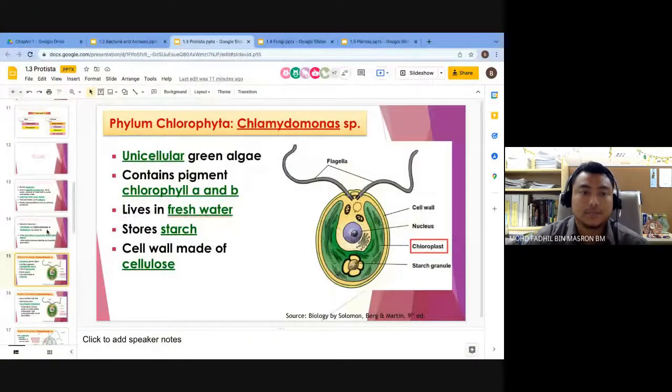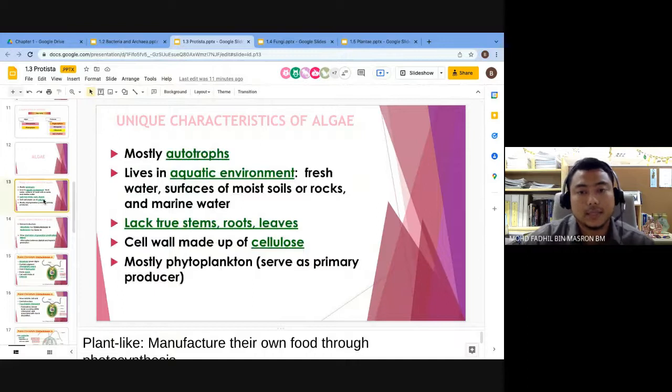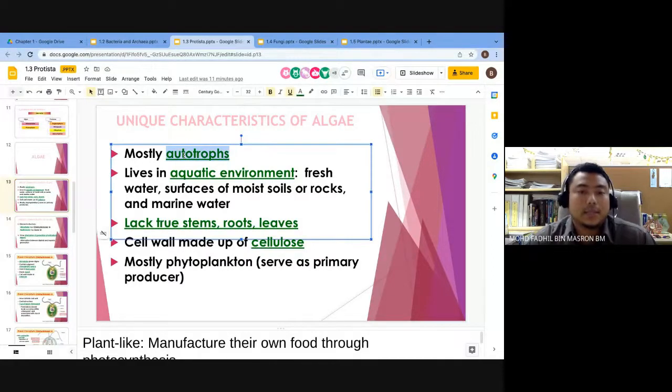Sama macam ini. Nampak nukleus. Okay, so saya patah balik dekat sini. Okay. So mostly they are autotroph dan ni saya dah sebut dah. Tapi tadi tu secara umum. Now untuk algae. Untuk algae ni dia mesti boleh buat makanan sendiri. And of course, it is still the same. They live in an aquatic environment.